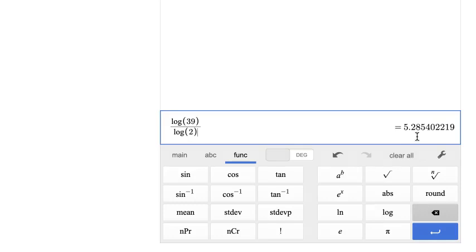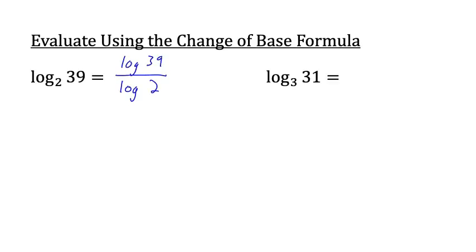Let's go ahead and use the nearest thousandths place. A lot of times when we do this, we're not at the answer yet. So let's use 3 decimal places, 5.285. All right, so we just figured out that 2 raised to the power of 5.285 is about equal to 39.